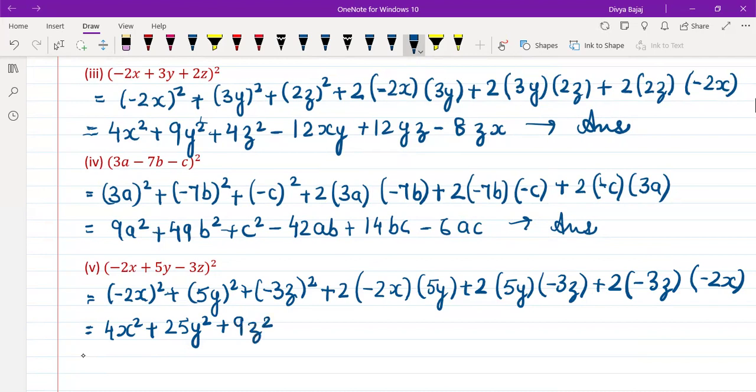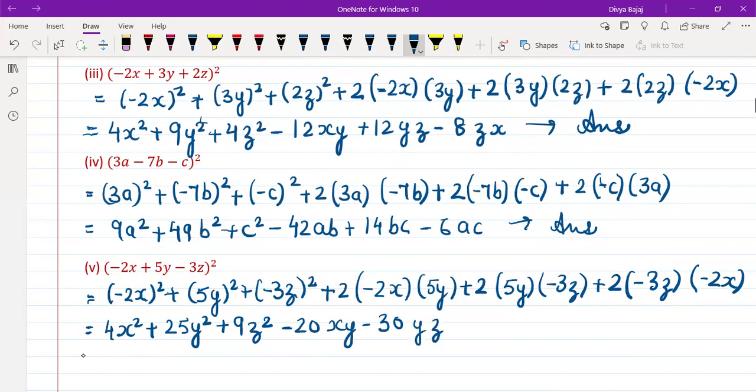Now look at this. 2 2s are 4, 4 5s are 20, and it will be minus 20 because we have here plus and minus. So plus minus minus, 20xy. Look at these three. 2 5s are 10, 10 3s are 30, and it will be minus 30 because plus minus minus, 30yz.